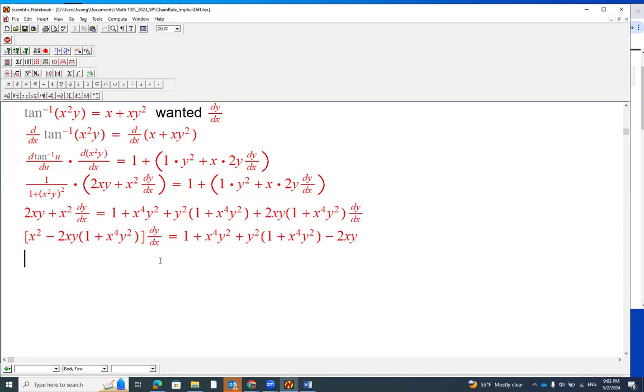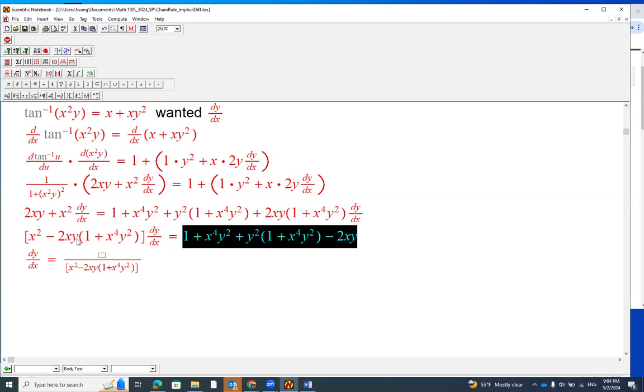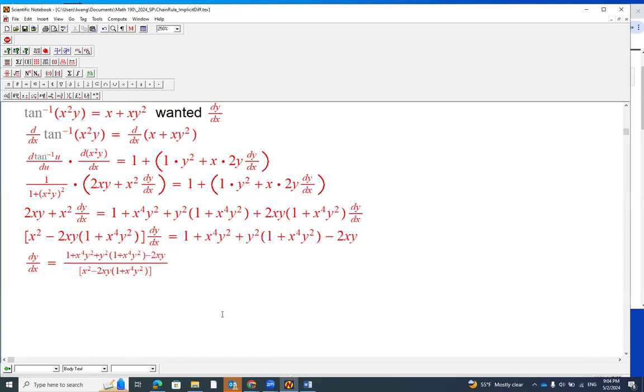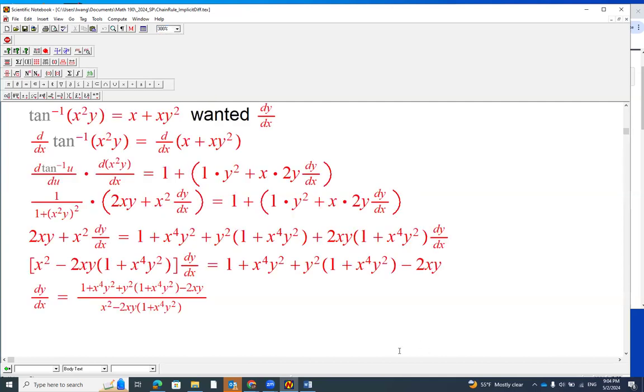So next step, we're going to divide the whole of the bracket. So dy/dx equals the whole of the right-hand side divided by the whole of the bracket. The bracket can be removed. So make it larger.